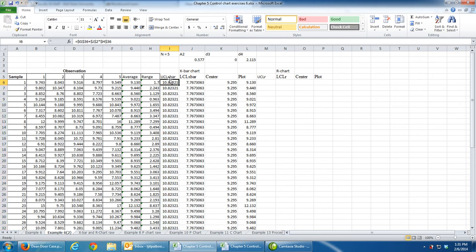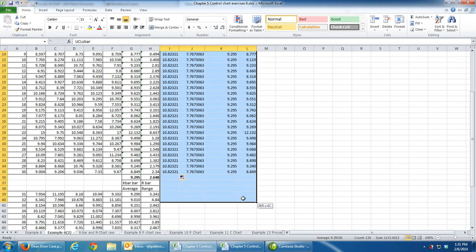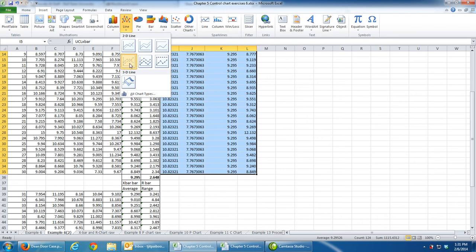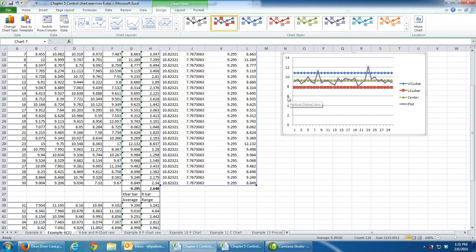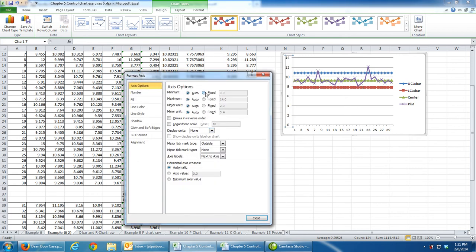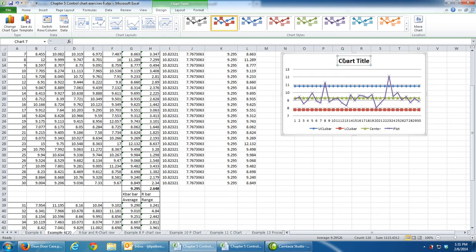Okay, now let me draw a chart again. Include the column names. Okay, now fix the bottom value a little bit to raise it a little bit higher. Okay, put in a nice title.